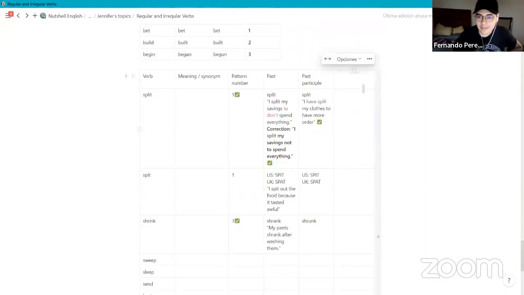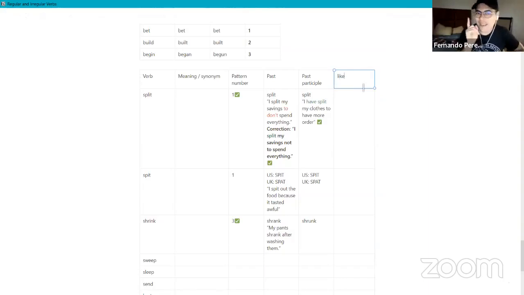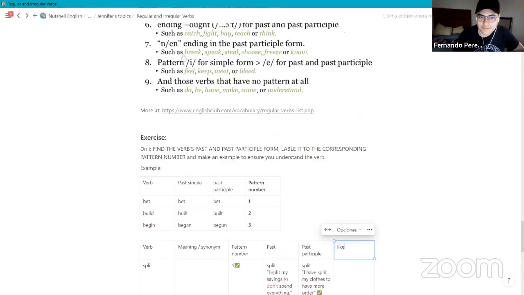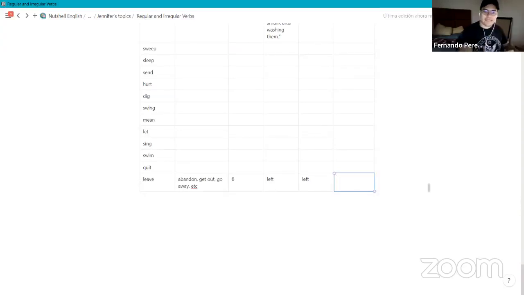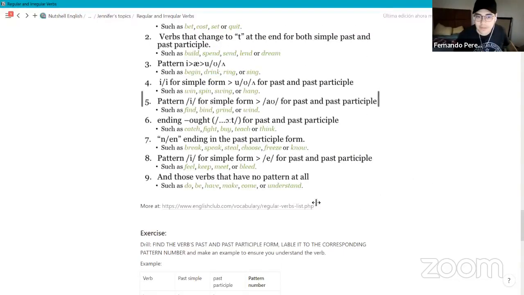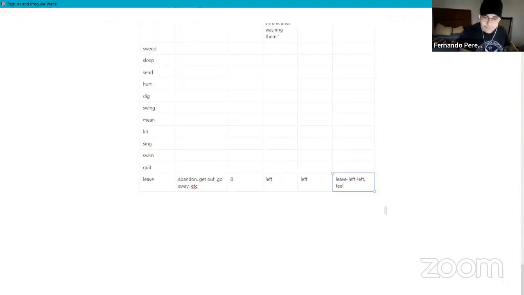And finally, look for verbs in the same family, in the same pattern. In this case, I have examples like feel, keep, meet, and bleed. So if it's leave, left, left, what is for feel? Feel, felt, felt. Exactly.